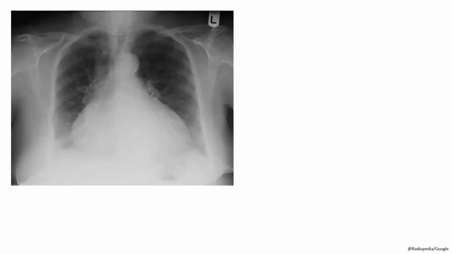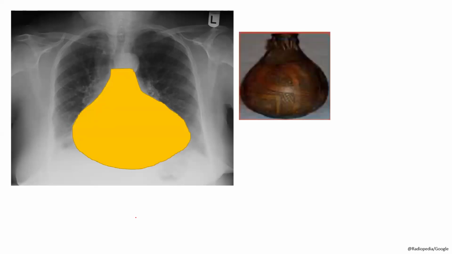What is this appearance known as? Chest radiograph showing bag of water sign, and this indicates a very large pericardial effusion.